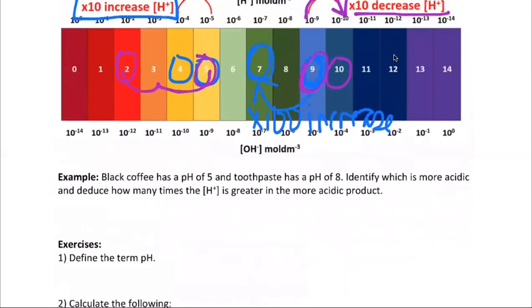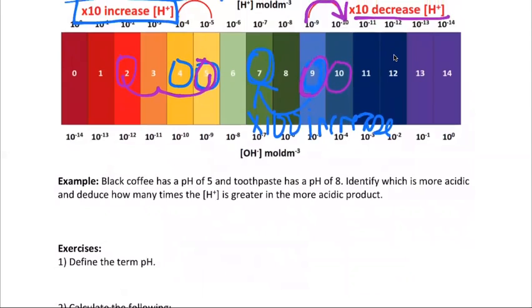So this one says black coffee has a pH of 5, toothpaste has a pH of 8. Identify which is more acidic and deduce how many times the hydrogen ion concentration is greater in the more acidic product. There are two parts to this. First off, which is more acidic, the black coffee or the toothpaste? Wouldn't it be the black coffee? Yes, it would be the black coffee because lower pH is more acidic.